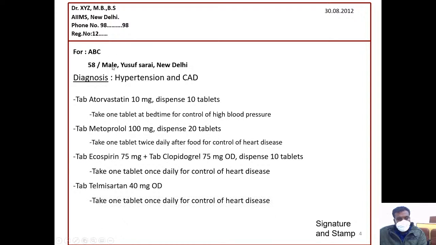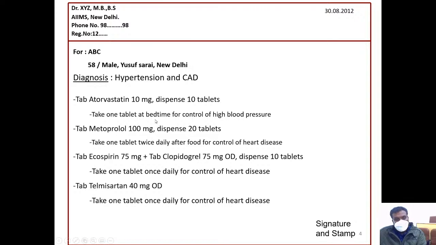The patient is having hypertension and coronary artery disease. He is having symptoms of angina pectoris. So tablet atorvastatin is given. Atorvastatin is an HMG-CoA reductase enzyme inhibitor, and it reduces the cholesterol synthesis. And you have to write like this, tablet atorvastatin 10 milligram and dispense 10 tablets, and he has to take one tablet at bedtime.